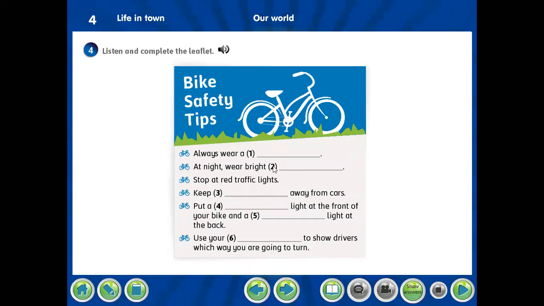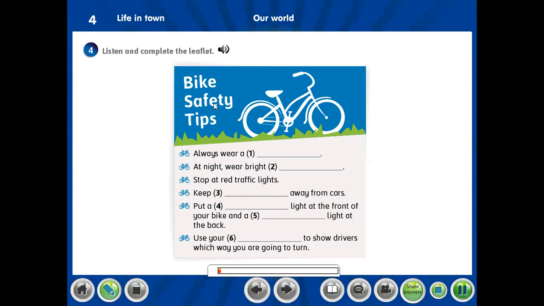The number one and the number two, you know these words, are simple words. The number three is a number in English, a number. The number four and the number five are colors, two colors. And the number six is one part of your body. Okay? Listen, please, and complete. The activity four, okay? Listen. Four. Listen and complete the leaflet.